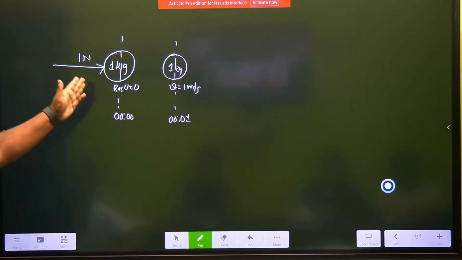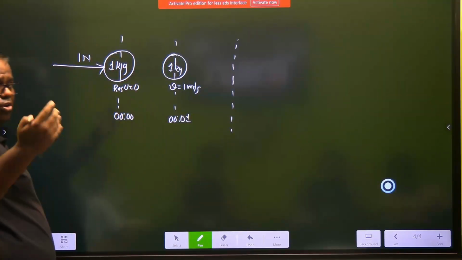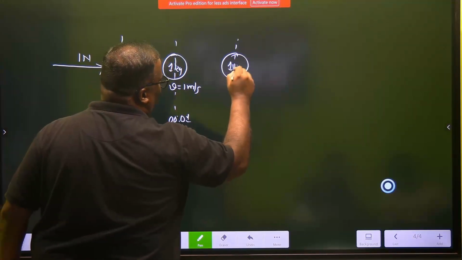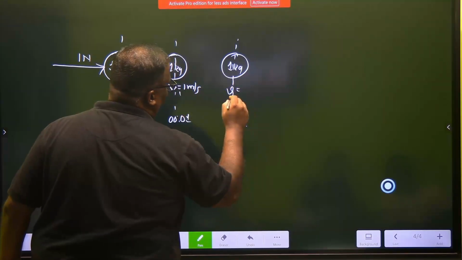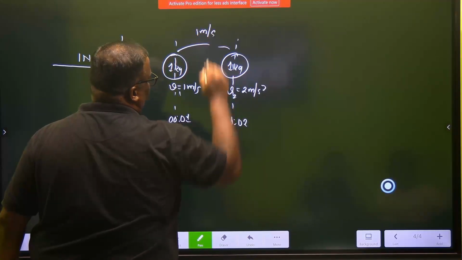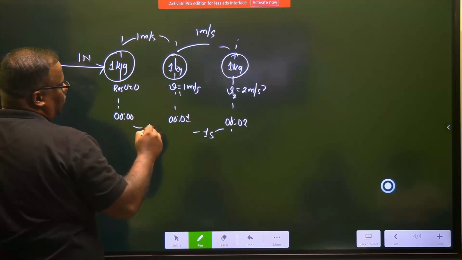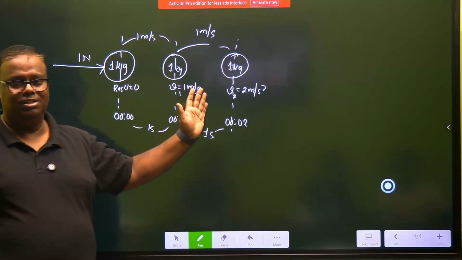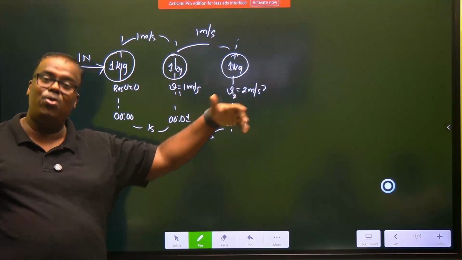And since this force is continuously acting, there cannot be uniform motion. There will always be acceleration. So when the time is 2 seconds, I will expect its velocity now to be 2 meter per second. If I see the gap here, this is 1 meter per second over a time interval of 1 second. This is also 1 meter per second over a time of 1 second. Your heart will say, sir, ये तो uniform motion है. No, ये uniform motion नहीं है. Uniform acceleration है. Every second the speed is increasing.